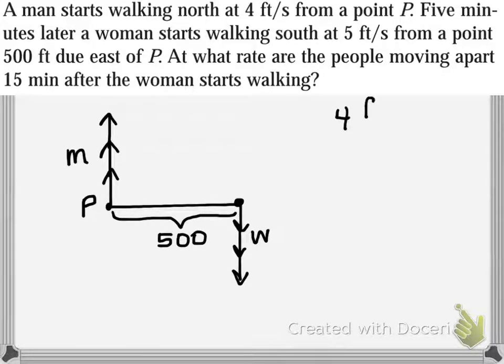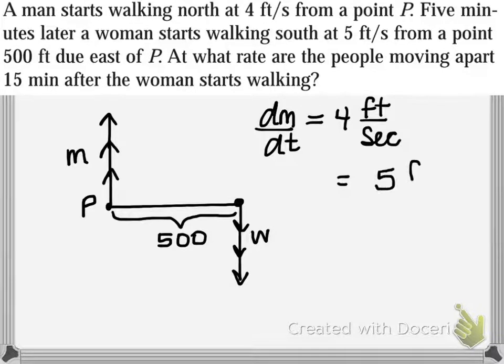Our first rate was 4 feet per second, and that was the man's rate. So that would be labeled as dm over dt. The second rate was the rate at which the woman was walking, which is 5 feet per second. So that would be the rate at which w is changing, labeled dw over dt.